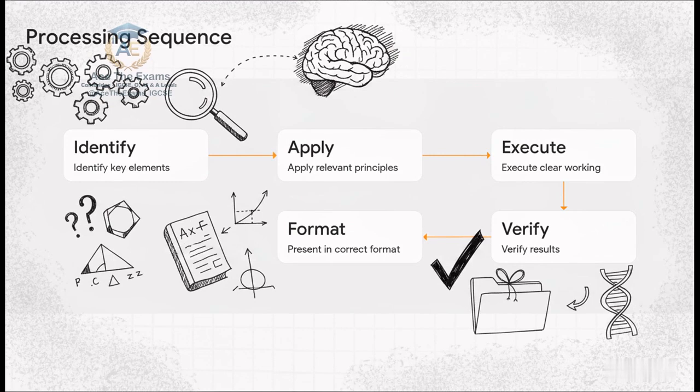Notice the crucial shift in focus during your actual working phase here. First, you identify the key elements. Then, apply the relevant principles, like that factory assembly line subset rule we just talked about. From there, you execute your analysis with clear working. Then comes Step 4, which is a total game changer. Verify your results.